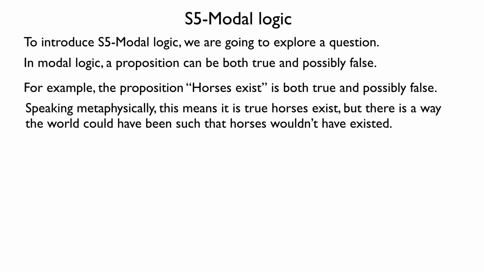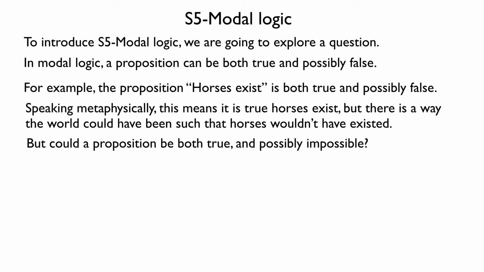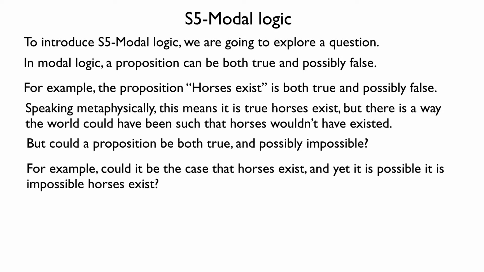If we're speaking metaphysically, this would mean that it is true horses exist, but there is a way the world could have been such that horses wouldn't have existed if the world had been that way. But could a proposition be both true and not just possibly false, but possibly impossible? For example, could it be the case that horses exist, and yet it is impossible horses exist?